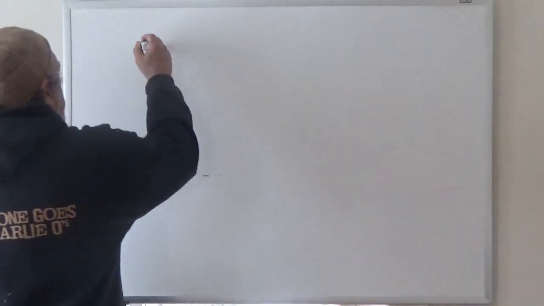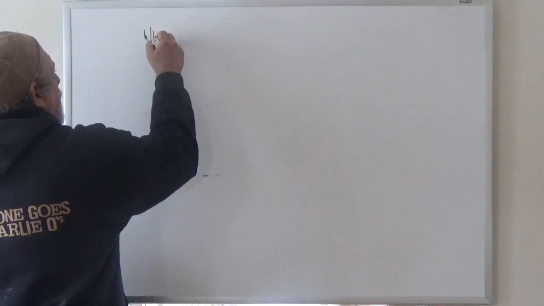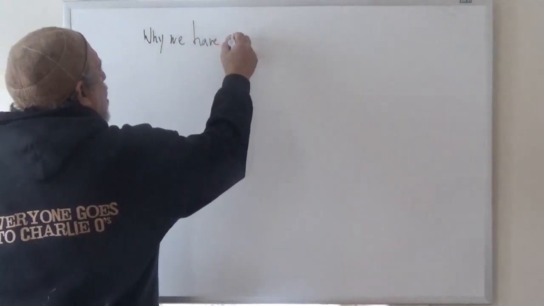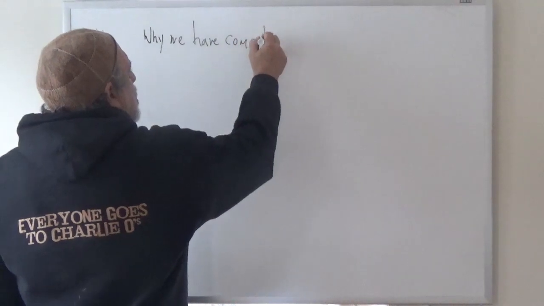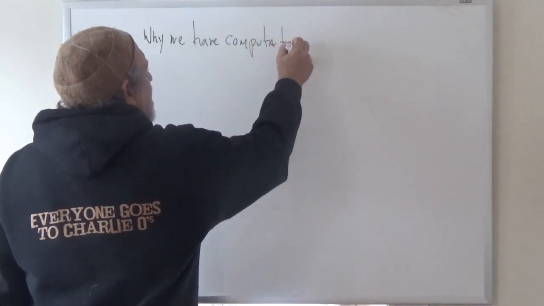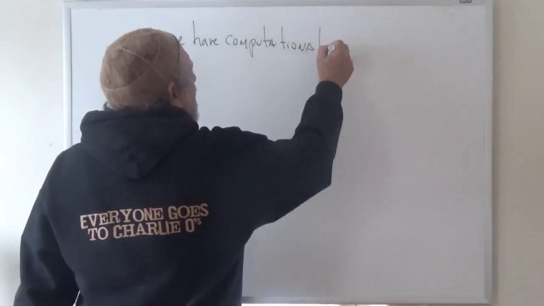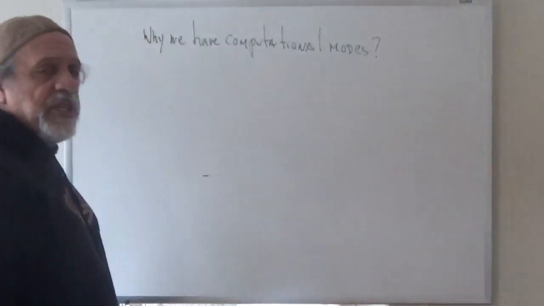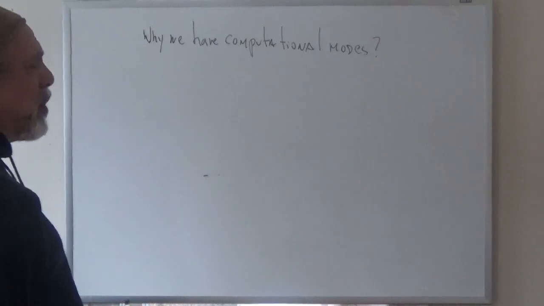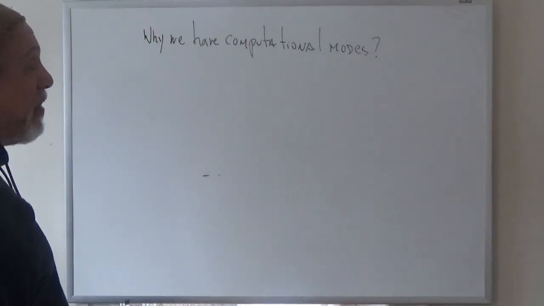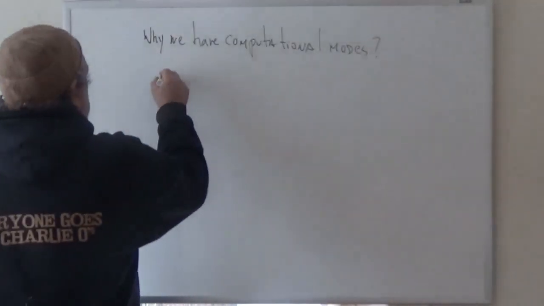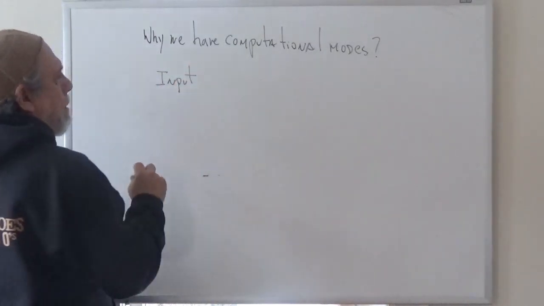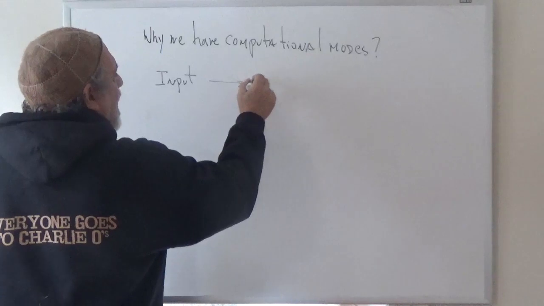Now, notice the following. Why we have computational modes. And by computational modes, I mean natural frequencies and mode shapes which are not really from the system. They are from the math only. Because in reality, we have input, right? And we have output.